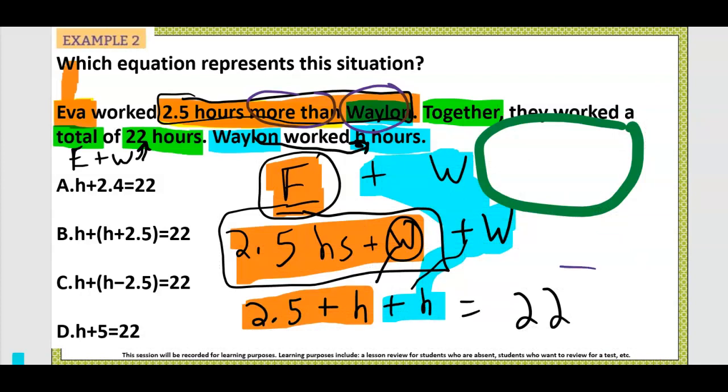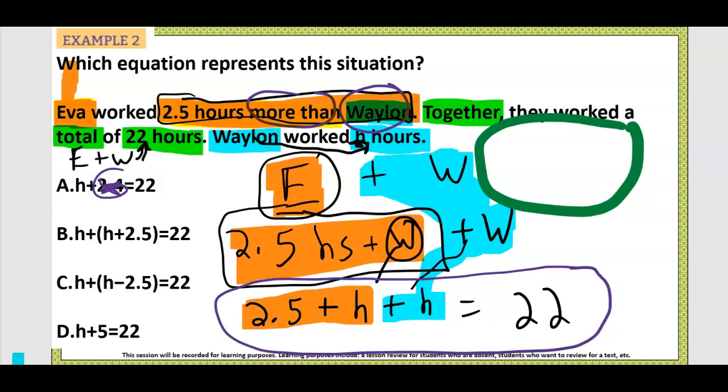Okay. So we're looking for something that matches this. Have you guys found it yet? I think I saw something, it's definitely not this one. That's 2.4. I thought I saw another, no, that's the only 2.4 one. They're all plus 22, so it's not A. H plus 2.5 plus H. I think it could be this one, maybe?